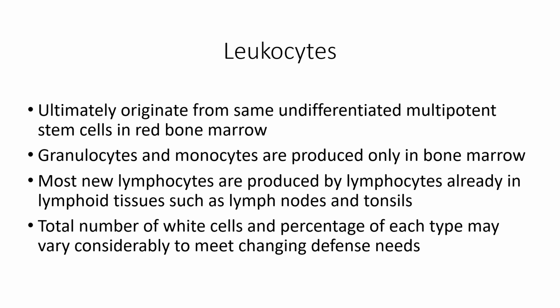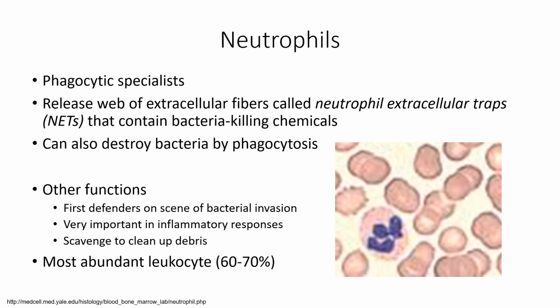So most new lymphocytes are produced by lymphocytes already in the lymphoid tissue, such as in the tonsils or lymph nodes. We will talk about that more in the next chapter. The total number of white blood cells and the percentage of each type can vary considerably to meet the changing defense needs of the body. So 5 different types of leukocytes: neutrophils, basophils, eosinophils, monocytes, and lymphocytes.